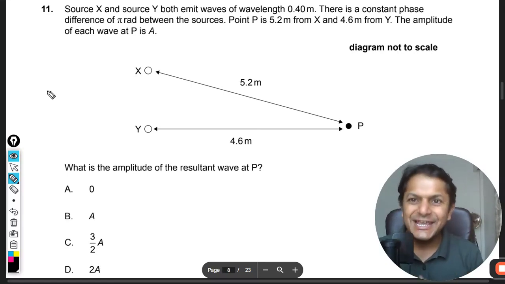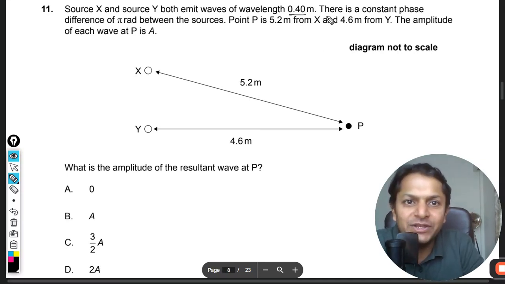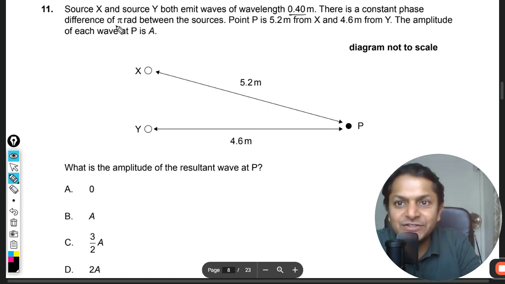Okay, dear student, let's see how to do this question. Source X and source Y both emit waves of wavelength 0.4 meter. There is a constant phase difference of pi between the sources.